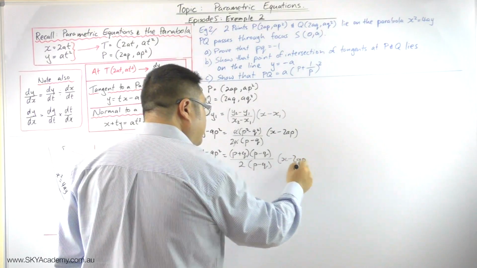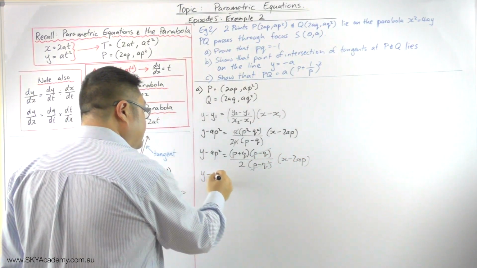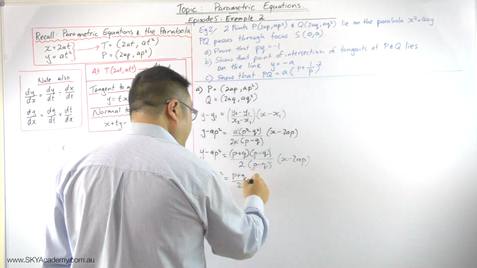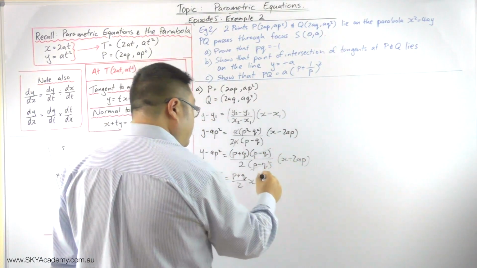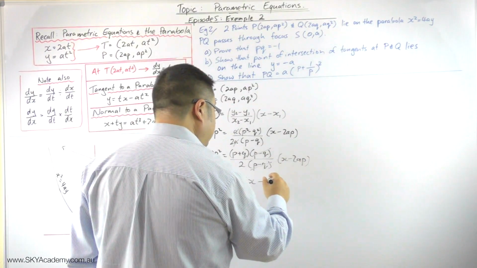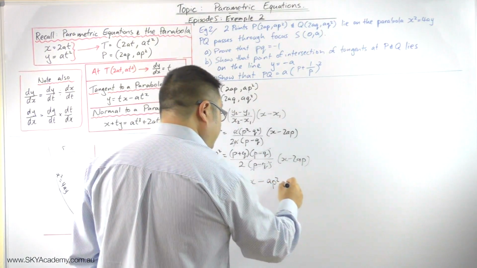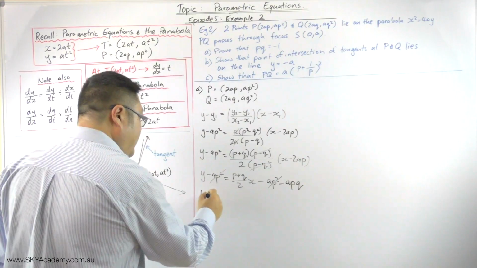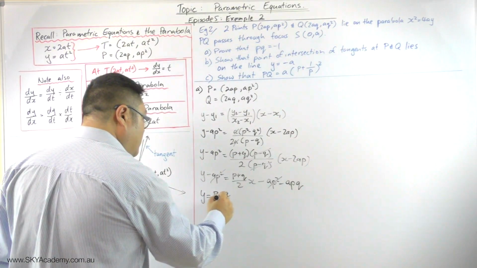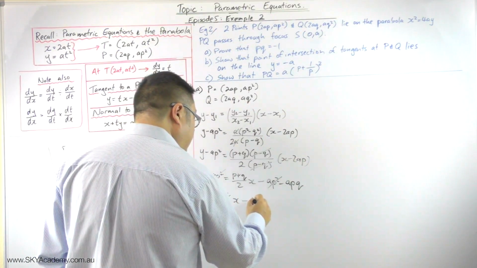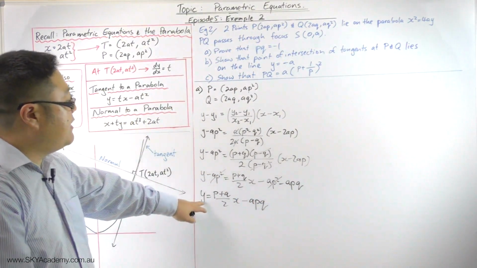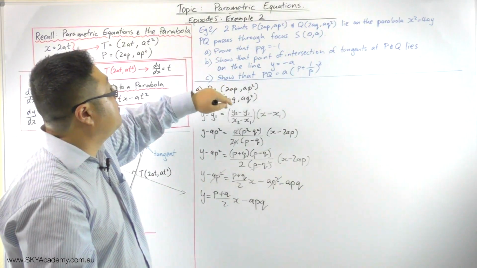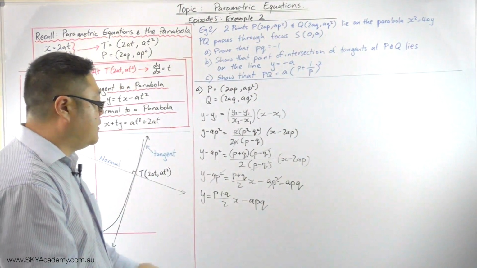Times (x minus 2ap). The p minus q cancels, which leaves us with y minus ap squared equals (p plus q) onto (x minus 2ap), all over 2, which gives ap squared minus apq. That can cancel with that, so you're left with y equals (p plus q)x minus apq. That will be the equation of the focal chord PQ, the line between P and Q.